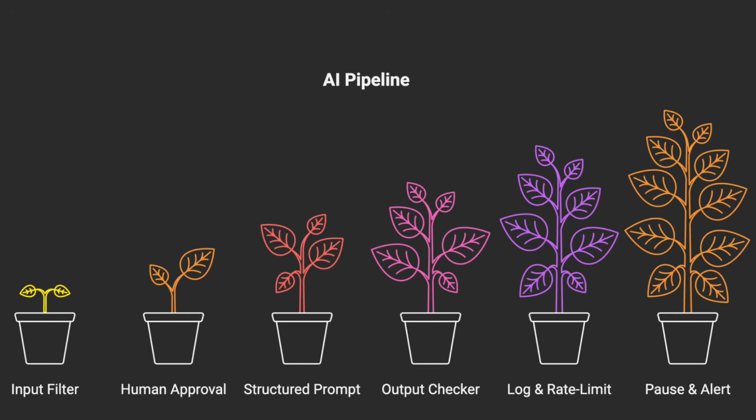Build a pipeline with multiple layers: an input filter that strips suspicious strings, an optional human approval step for high-risk actions, a structured prompt that keeps instructions and data separate, and an output checker that looks for secrets or unexpected commands. Log and rate limit your tools. If a tool is used too many times or in an unusual way, pause and alert a human.